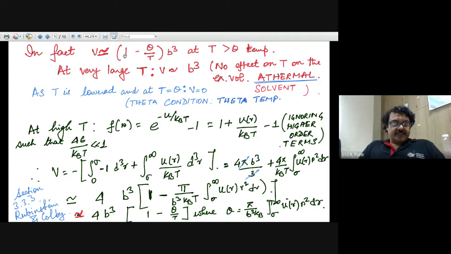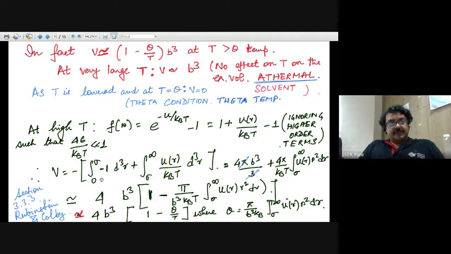And how do you get this relationship? Basically f of r is e to the power u by kbT minus 1. And if kbT is high enough, so if 4 epsilon by kbT is much less than 1, then you can expand this exponential as 1 plus x, so 1 plus u of r by kbT minus 1, ignoring higher order terms. The excluded volume v holds only when this condition is satisfied, so that you can ignore higher order terms.